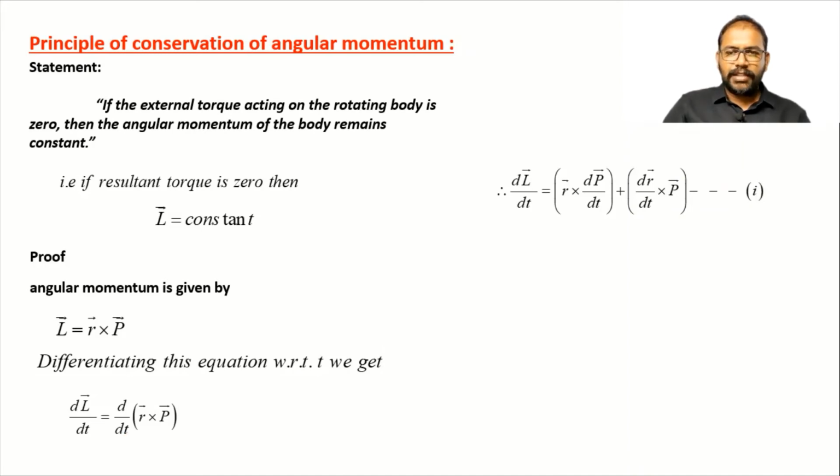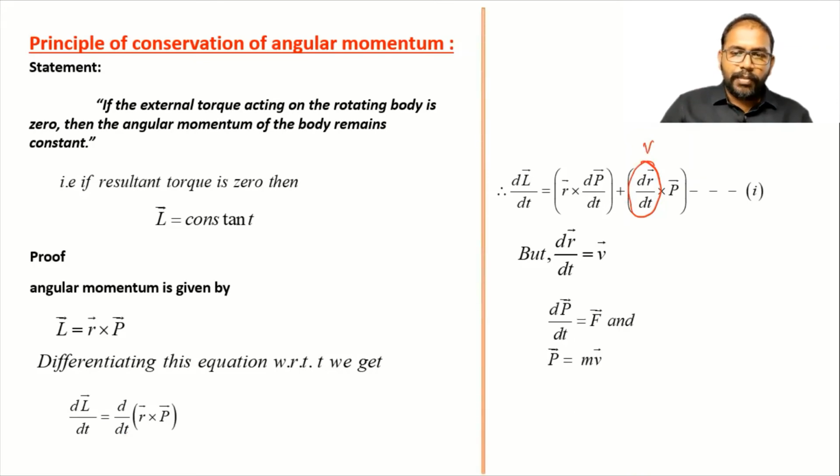Those who have mathematics, definitely no problem, but students without mathematics, you remember that here we get this by the multiplication rule of derivative. Now after that, dr bar by dt is v, so instead of this we can write v. Next, dp bar by dt is f, so instead of this we can write f bar, basically in vector format we are writing. And p bar we can write as mv bar.